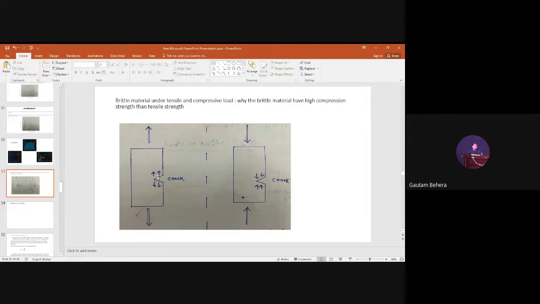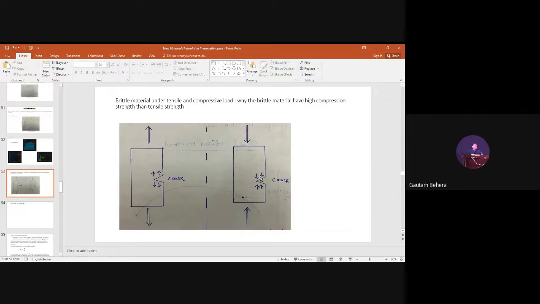Just look at this one. This is a brittle material and it is in tension now. So what happens? There is already a crack present, right? And the force is tension, for example. So what will happen? The crack opening will be more and more. Now you got the point? The crack opening will be more and more due to tension in the brittle material. And once the crack opening is more and more, what happens? The crack will propagate easily in the material and fracture will happen, right?